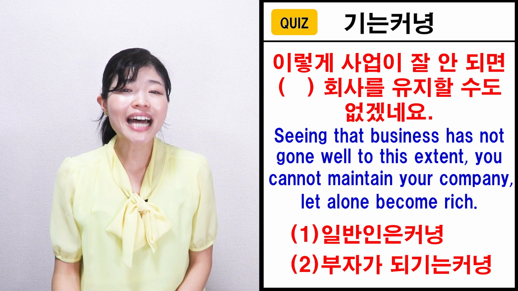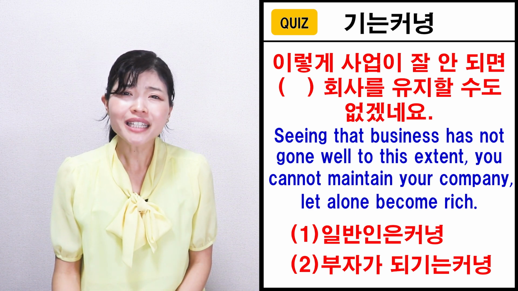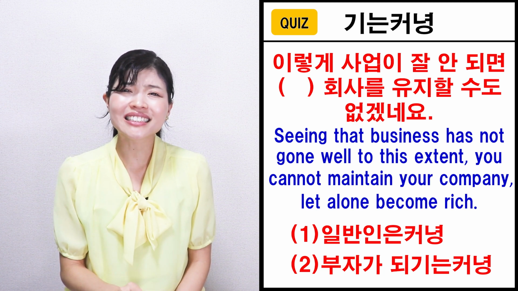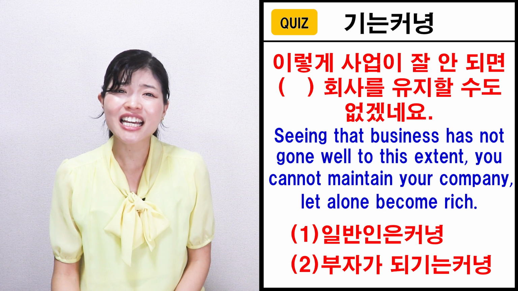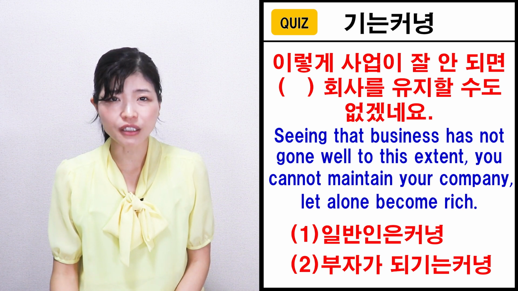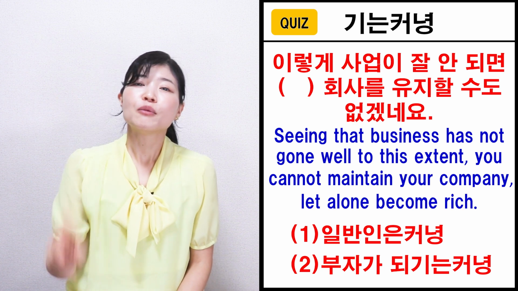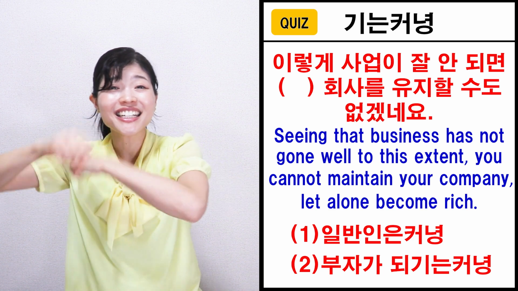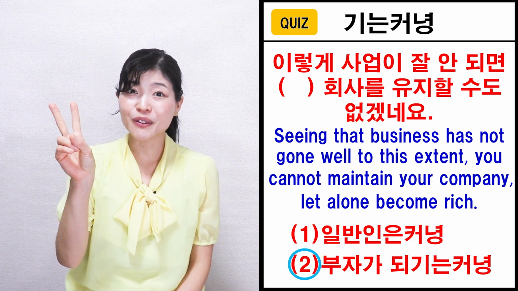이렇게 사업이 잘 안 되면 회사를 유지할 수도 없겠네요. Seeing that business has not gone well to this extent, you cannot maintain your company, let alone become rich. Number 1, 일반인은커녕. Number 2, 부자가 되기는커녕. The answer is number 2.